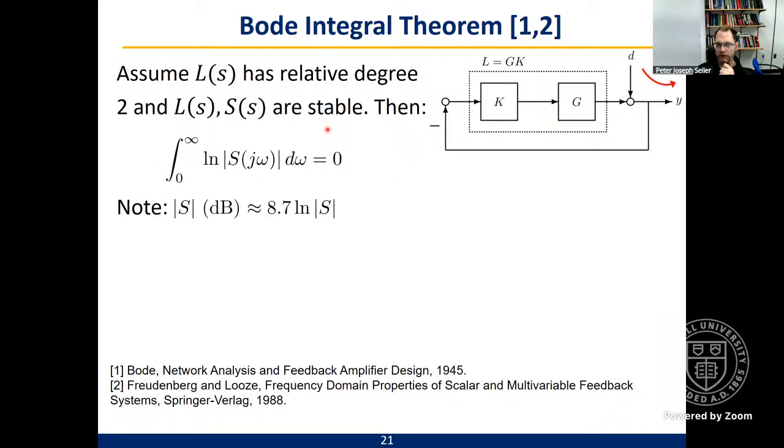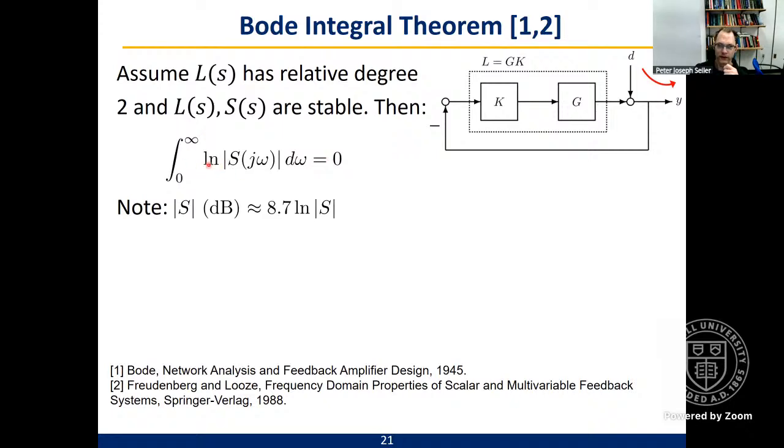The point of this sensitivity integral is that it's like the control version of conservation of energy or conservation of mass, conservation of momentum in physics, right? We have these conservation principles. In controls, this says there's a conservation of sensitivity. If you make the sensitivity less than 1 at some frequencies, it has to be bigger than 1 at other frequencies. And when you integrate it all up, it has to balance out to 0.